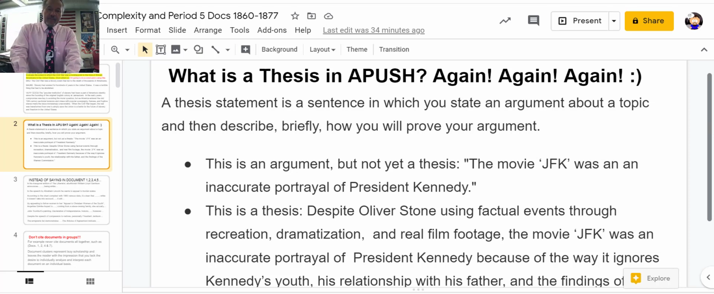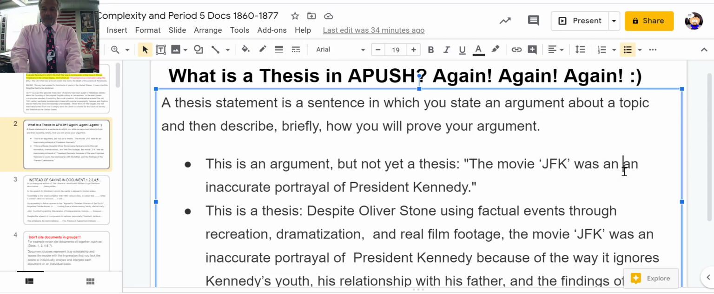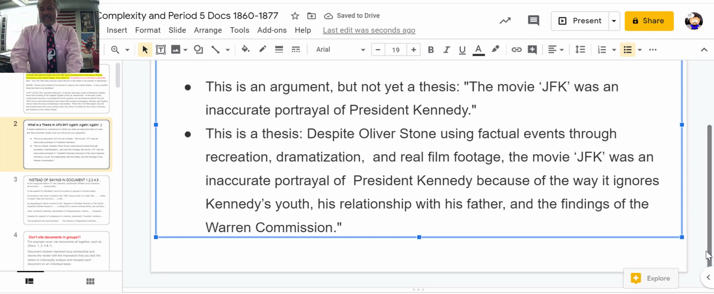This is an argument, but not a thesis. The movie JFK was an inaccurate portrayal of President Kennedy. Very simplistic. You say it's a position, it's an argument, but it's not good enough for a point. This is a thesis. And I always do the counter first.